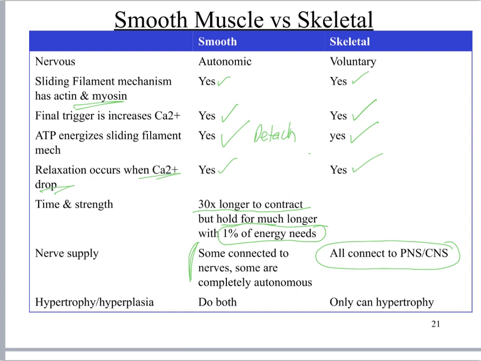Smooth muscle cells, I can make more of them, or I can make the cells fatter, all right, thicker in diameter. Over here, I can only make the cells bigger in diameter. They don't go through mitosis. They don't split, all right? Let's look at the next slide.